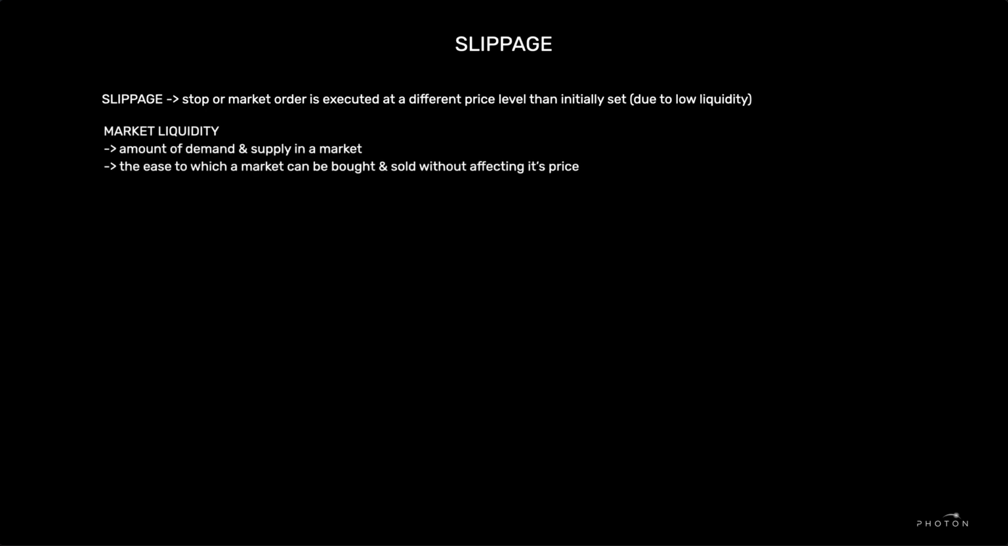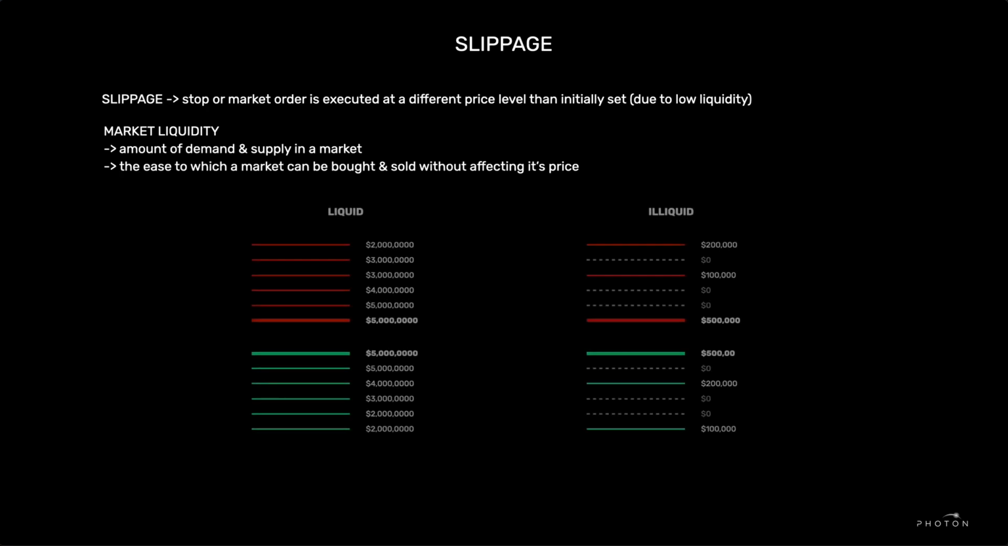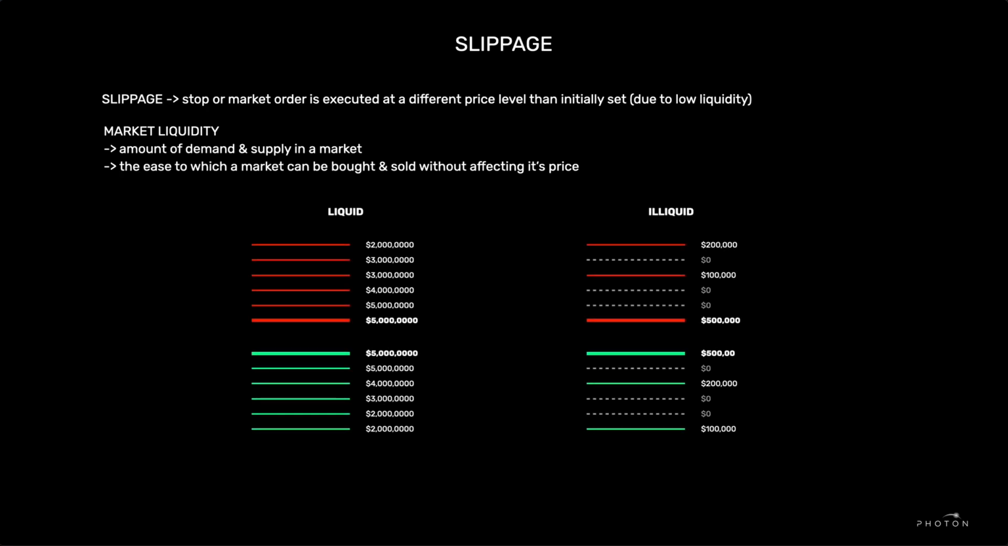Now, market liquidity is essentially the amount of demand and supply that is in a market at any point in time. So it's the ease with which a market can be traded without really affecting its price. This diagram here basically illustrates what liquidity looks like in terms of an order book in the market.